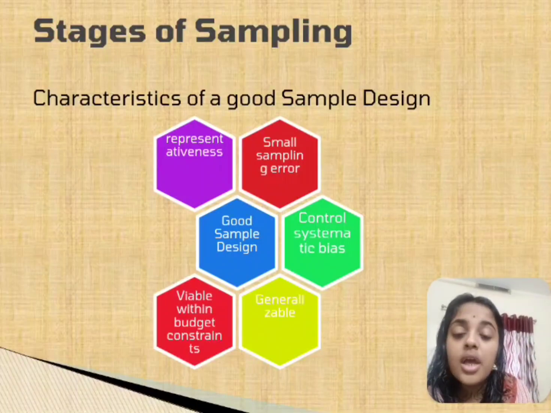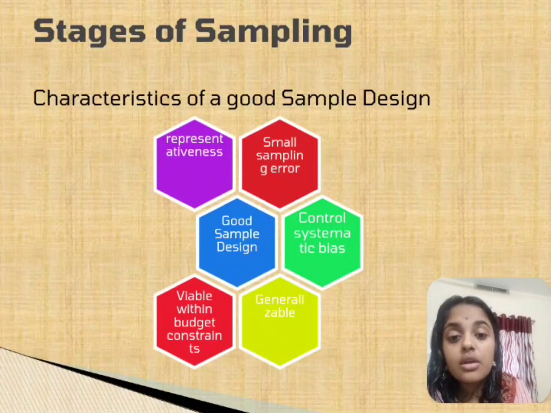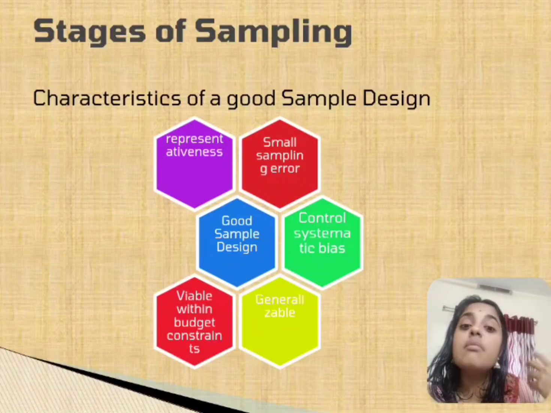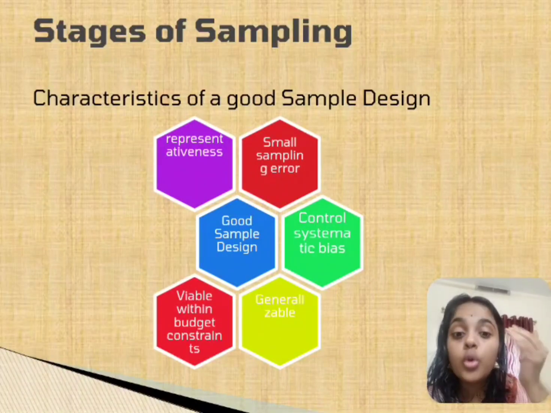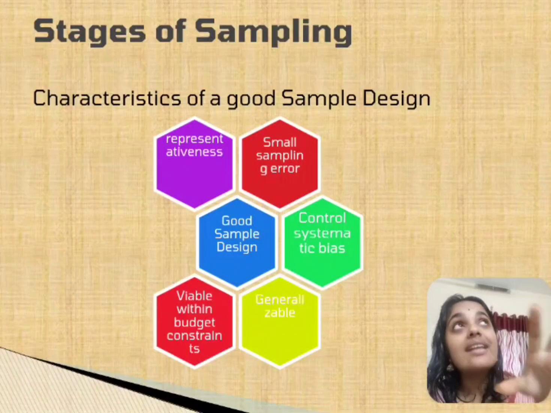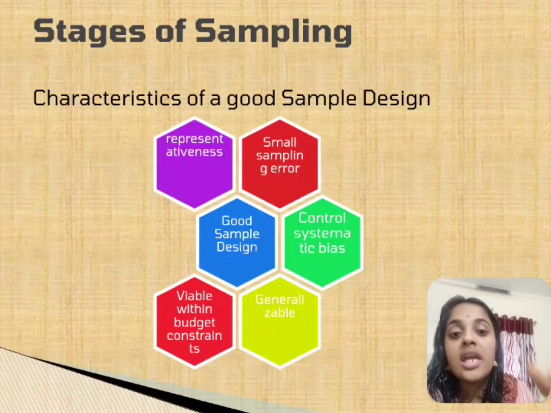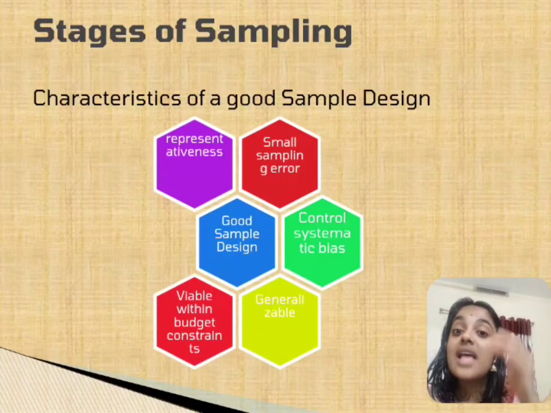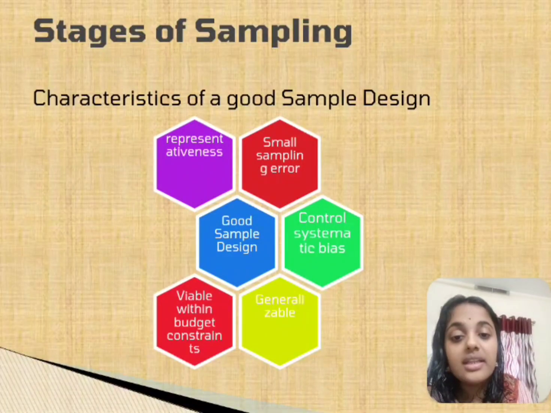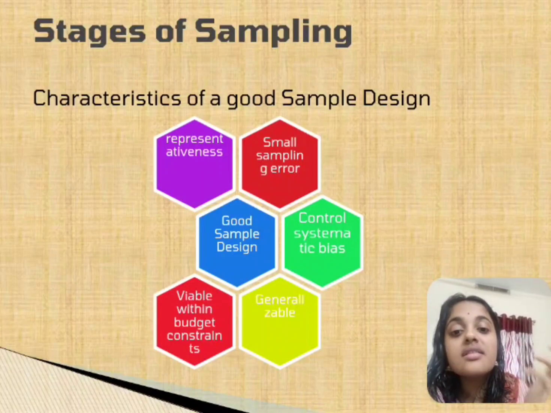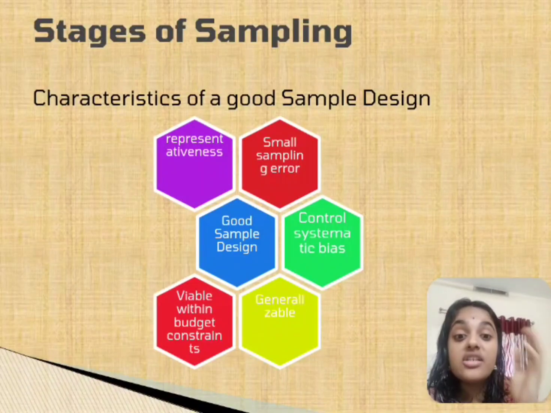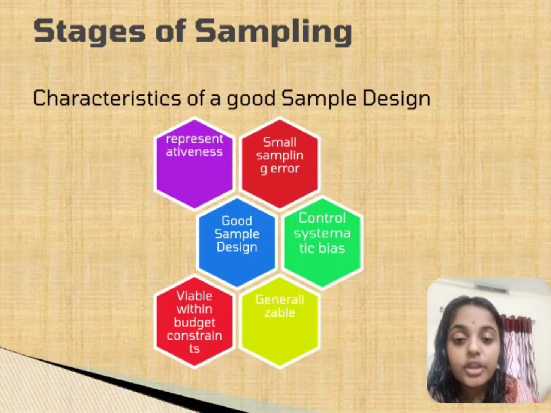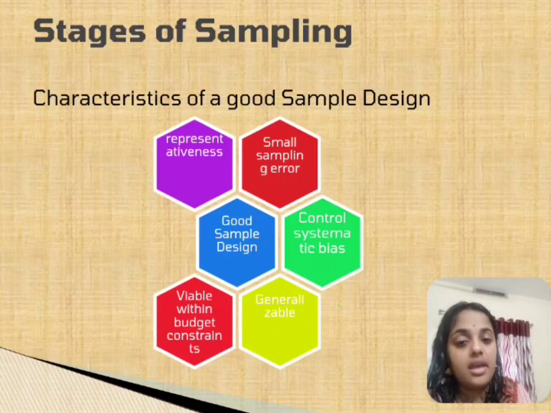Is it possible to minimize sampling error to zero? No, it is really difficult. Let's say it is impossible. But what we have to do is select the sampling design in such a way that it has small sampling errors. It should minimize sampling errors. Then what? Control the systematic bias. The sample design should control the systematic bias.